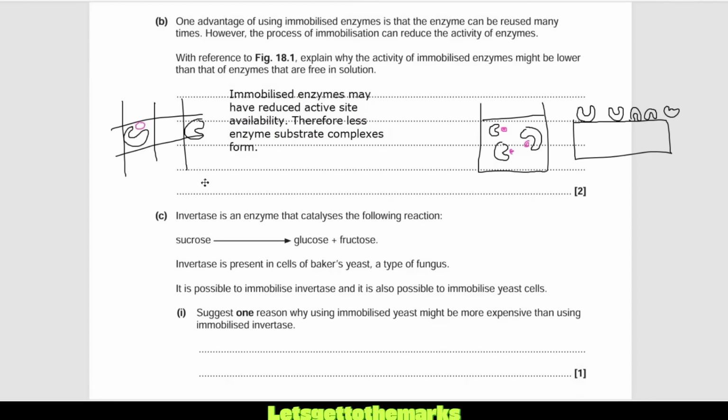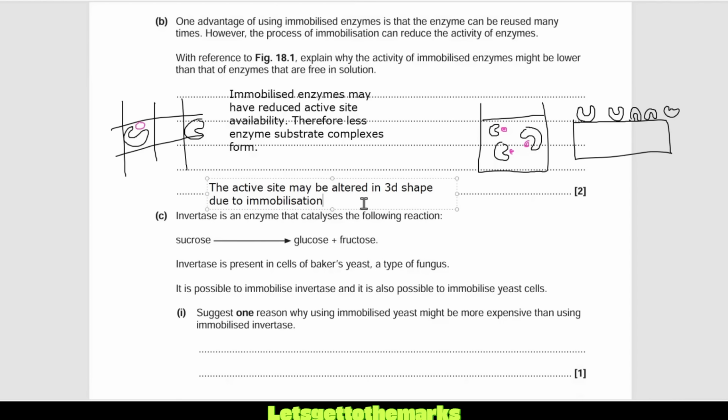Another possible reason is the active site may be altered in 3D shape due to immobilization. So due to the adsorption or the entrapment within the matrix, where it's formed bonds with the surface, this may alter the 3D shape of the active site, because of course that involves covalent bonds, ionic bonds, hydrogen bonds and hydrophilic, hydrophobic bonds. So if you're forming other bonds, that may alter that 3D shape. The active site may be altered due to immobilization.